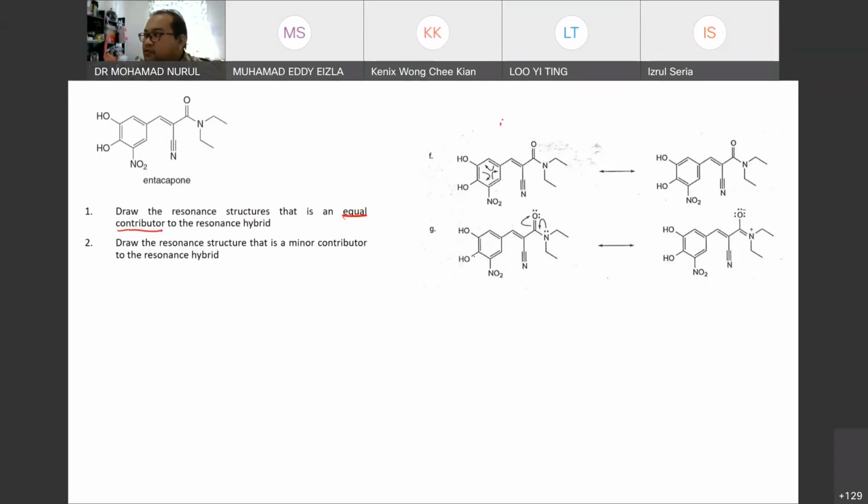So first resonance structure, and you will get the next resonance structure. Equal contributor means it doesn't change much. It doesn't increase any number of bond formations or increase charge. All electronic configurations of this compound are similar. Okay, for the second one, draw the resonance structures that have a minor contributor to the resonance hybrid.